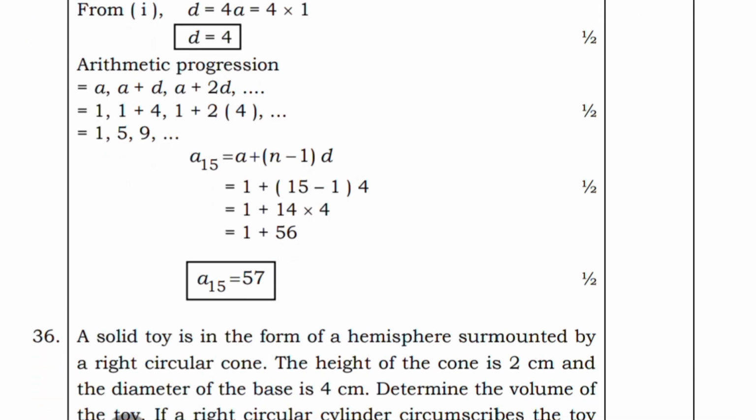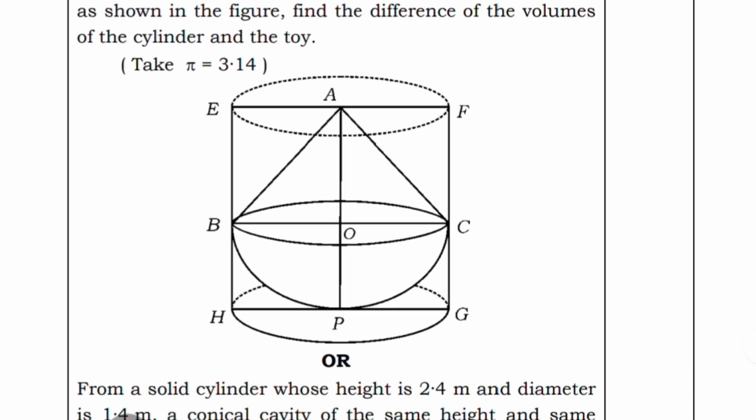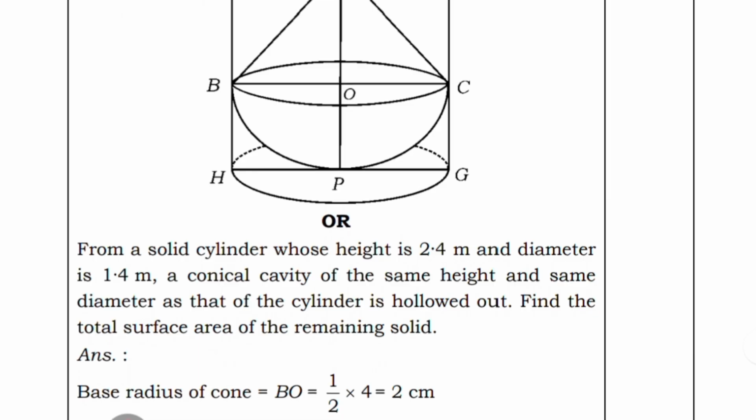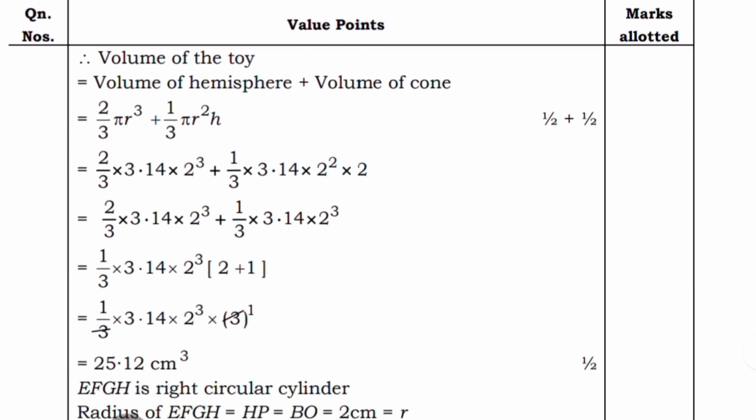It is not difficult. It is from surface area and volume. A solid toy is formed from a hemisphere surrounded by a cone. You should read the question because this video will be very lengthy. Just see the answer, how they have solved here.